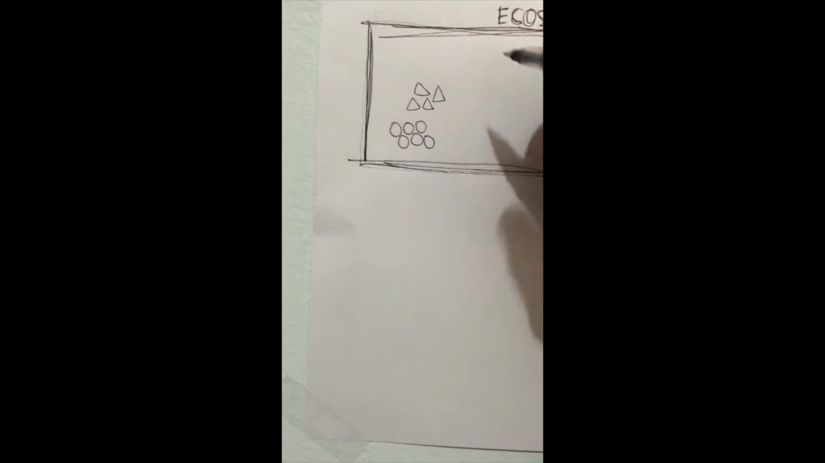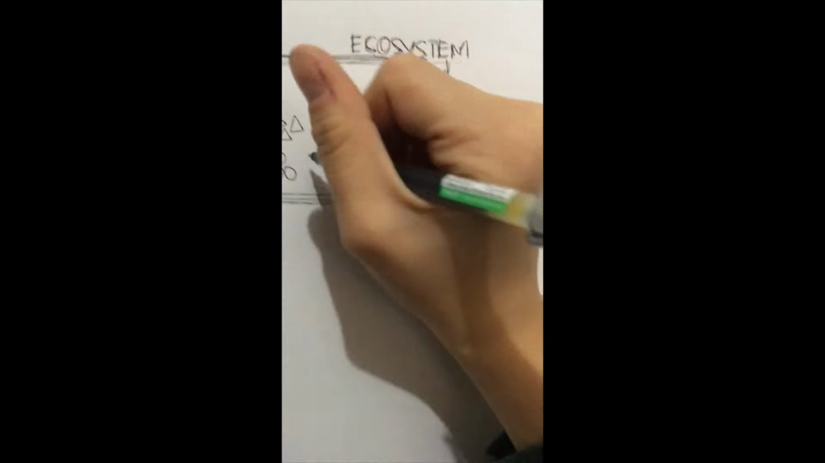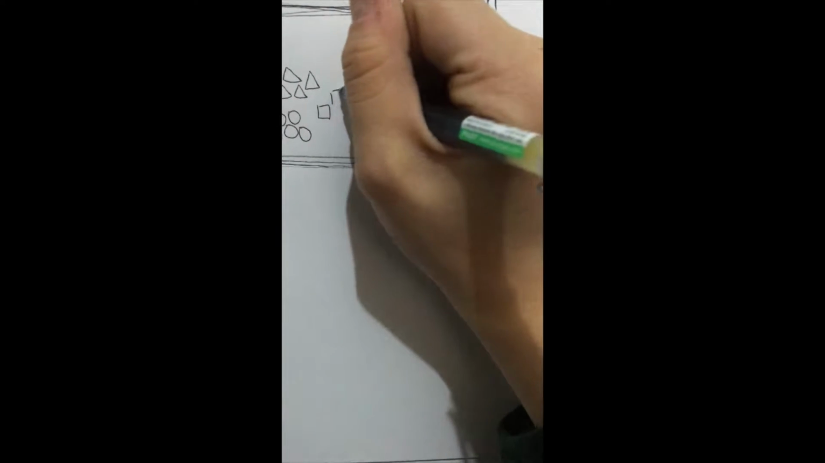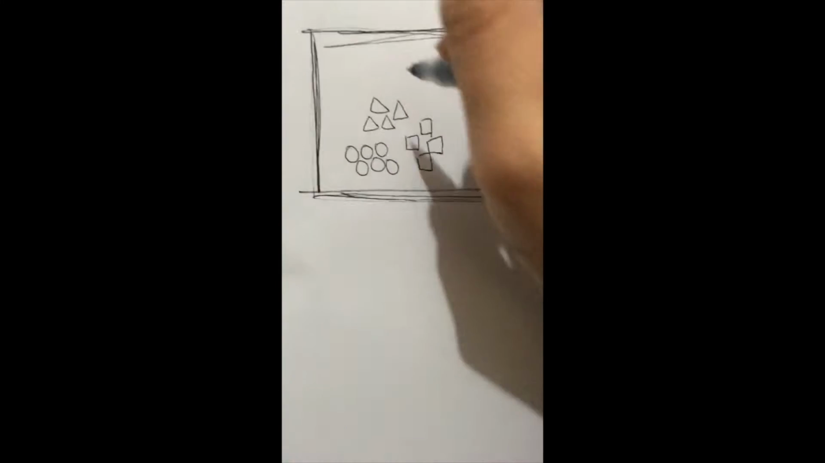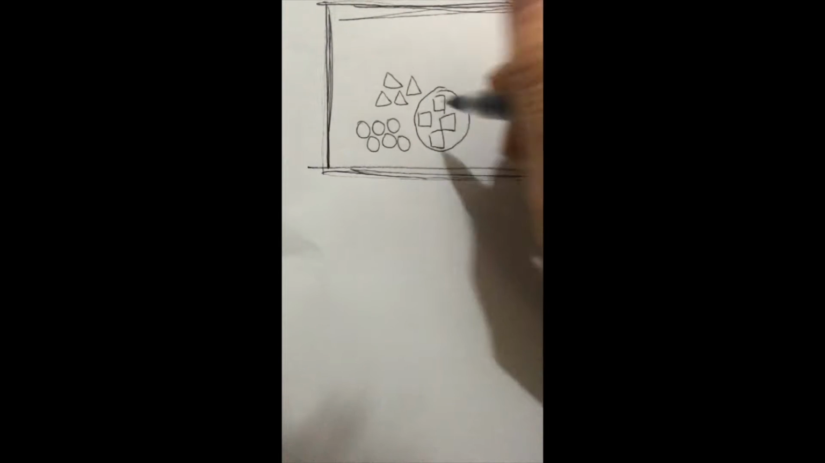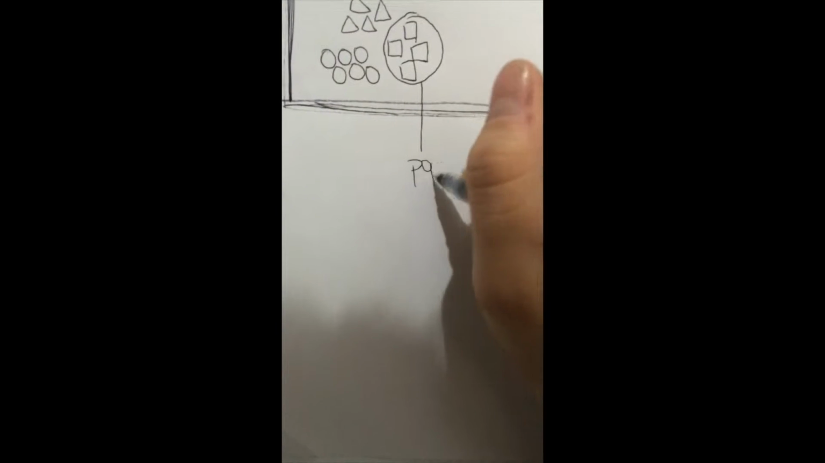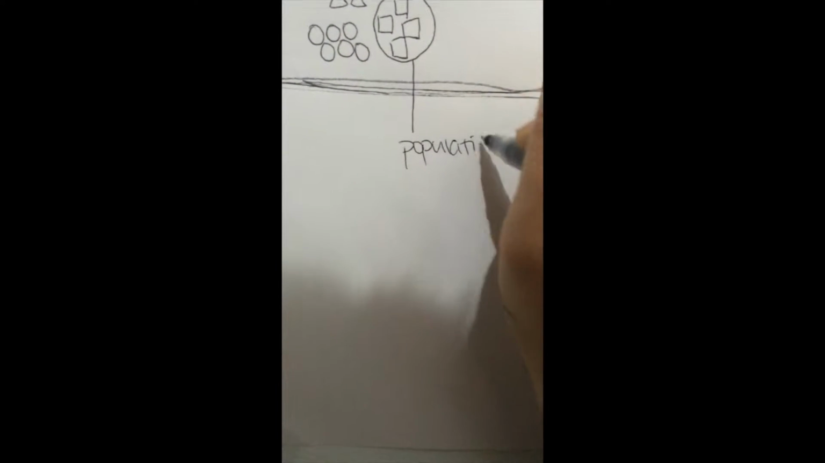Next, I'm going to talk about species, which are the triangles and the circles and squares that are going to be drawn. So species are groups of organisms that can potentially interbreed to produce fertile offspring. So, for example, all dogs are a species. Next, we're going to talk about population. Population is a group of the same species living in the same place at the same time. So as you can see, the bigger circle surrounding the squares would be a population.